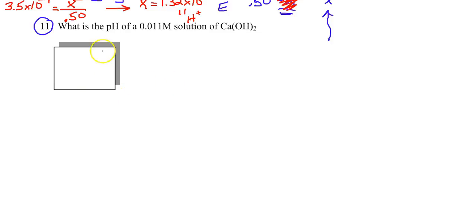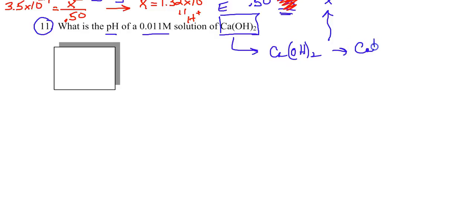All right, so number 11, what kind of problem is this? Well, what's the pH of a 0.011 molar solution of calcium hydroxide? Hint is this is a strong base. How do I know? It's a group 1 or group 2 ion with a hydroxide. So that means that every one of these calcium hydroxides dissociates into calcium plus 2 and 2 hydroxides. That's important.